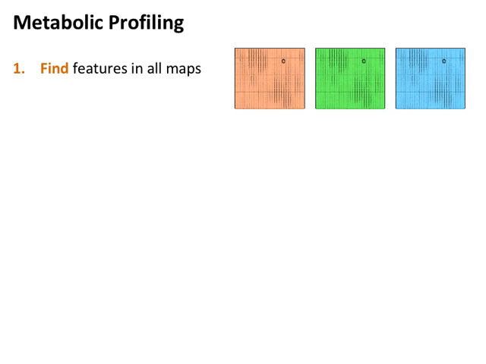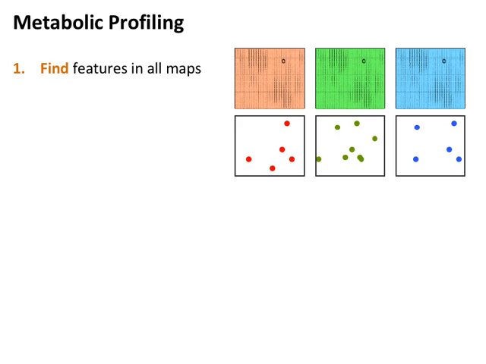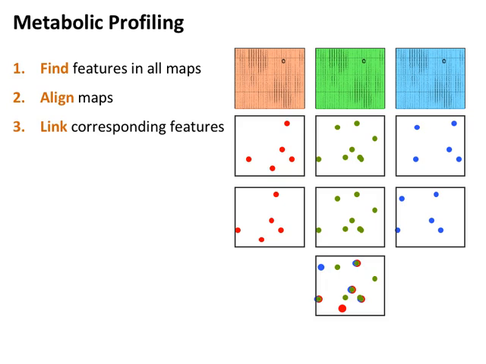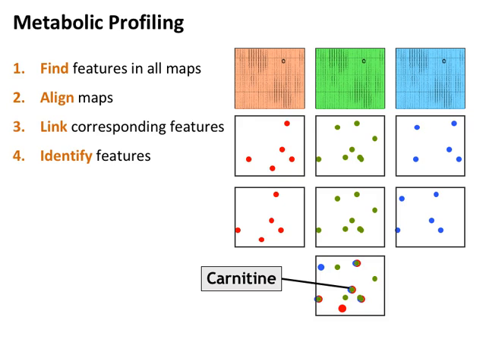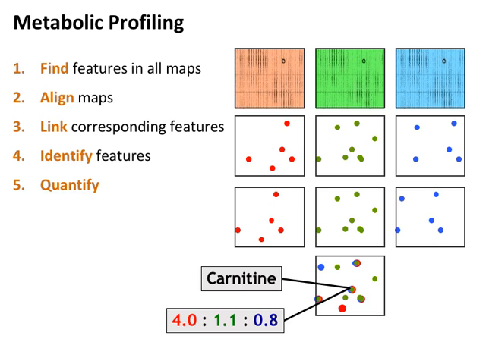You've seen this figure already. We try to find features in one map, we align them, we link them, and now we try to identify not a peptide sequence, but actually a metabolite ID. And again, we want to quantify that based on the volume of the feature finding algorithm.